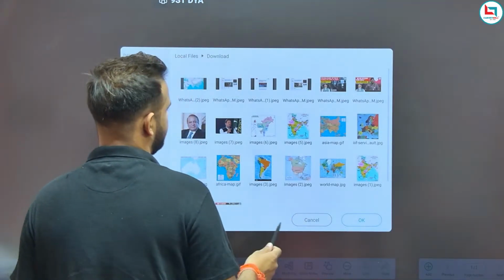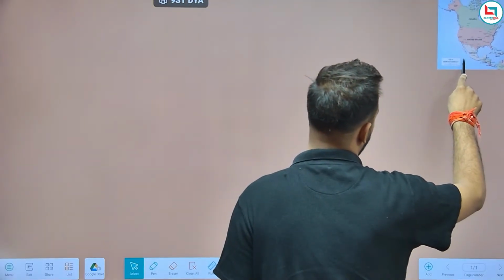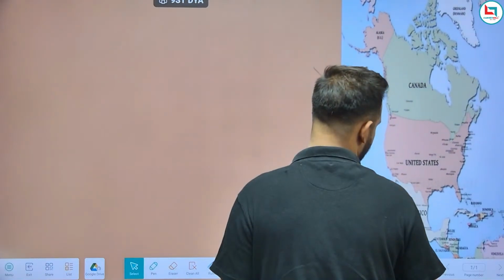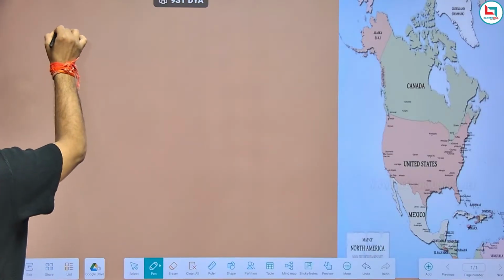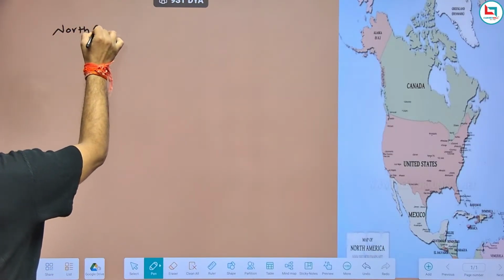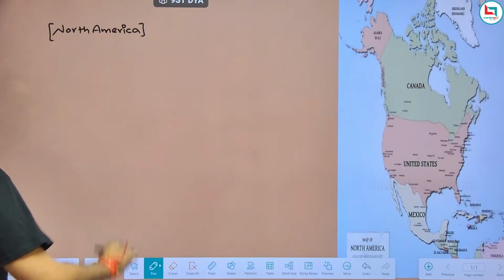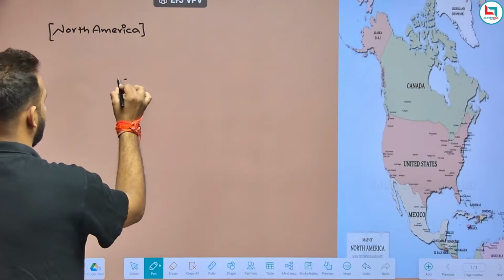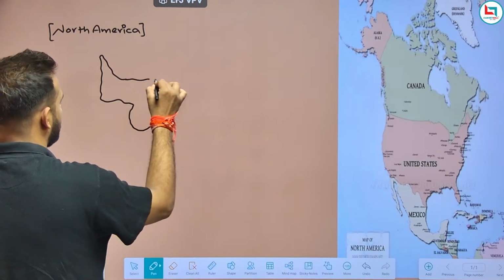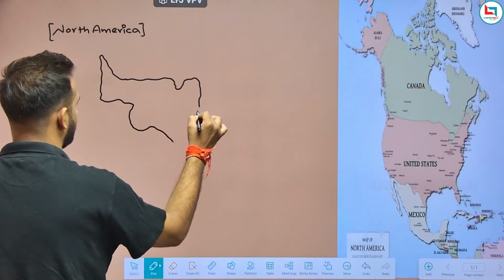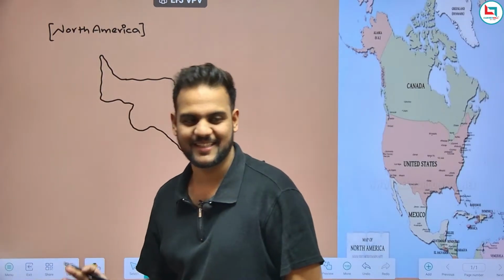As you know, we always start our discussion with North America. Here we have the map of North America. If you look towards North America, here we have the American continent like this.